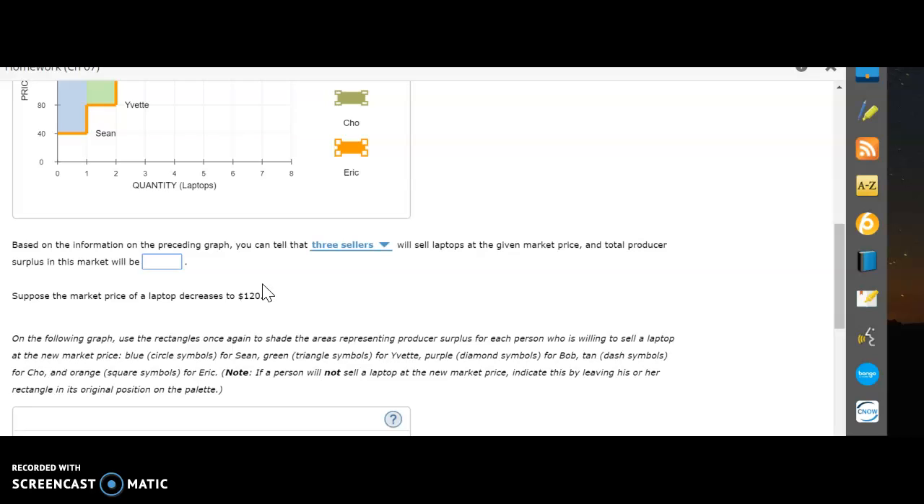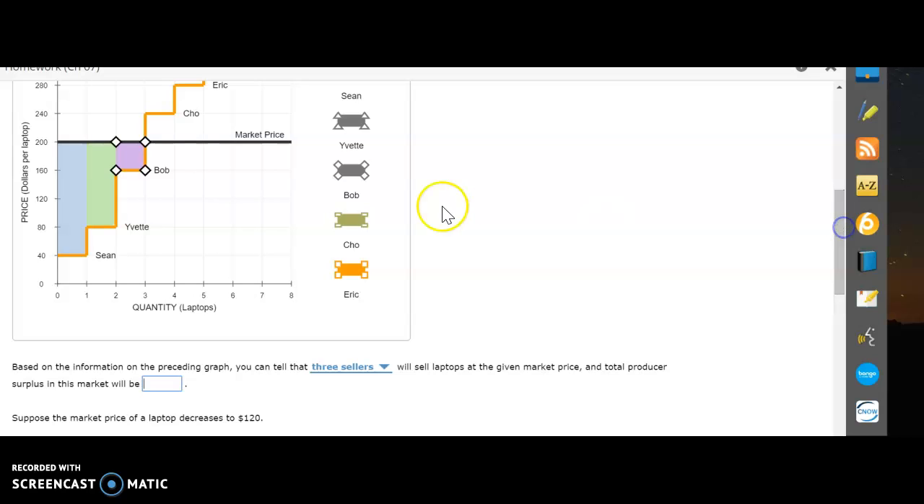Let's go back up there. We did that. Okay, so it's this distance plus this distance plus this distance. Okay, Sean's producer surplus is 200 minus 40 equals 160. Yvette's producer surplus is 200 minus 80 equals 120. Bob's producer surplus is 200 minus 160 equals 40. So it's 160 plus 120 plus 40 equals 320.